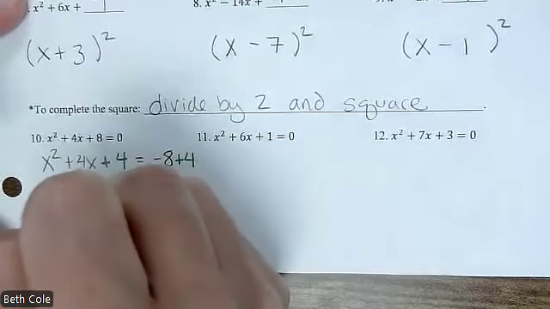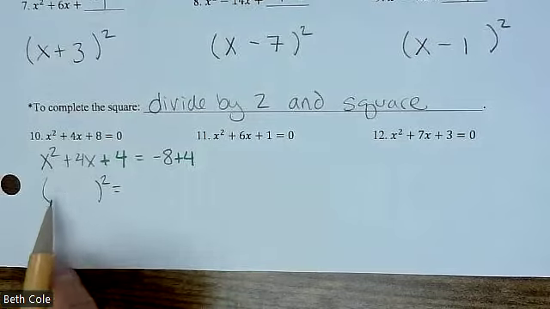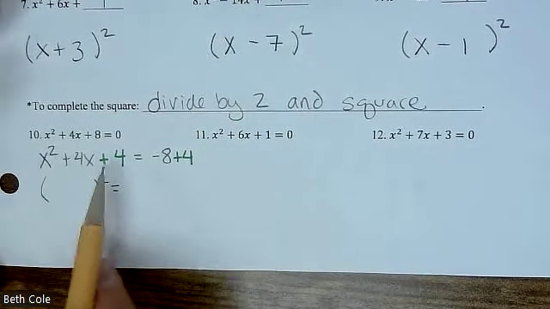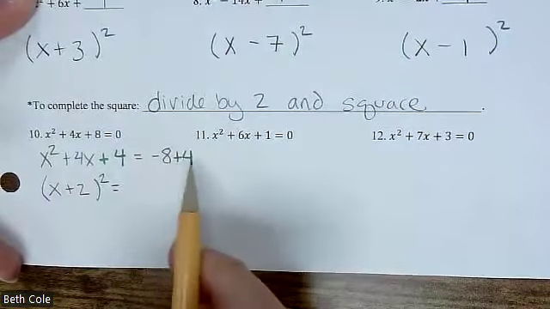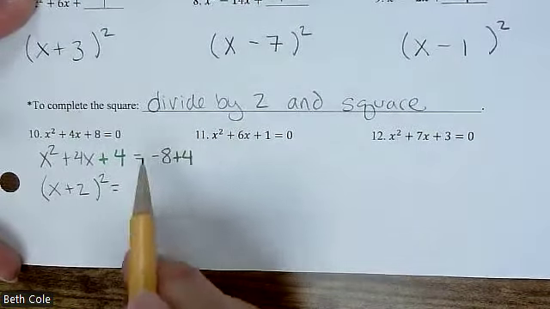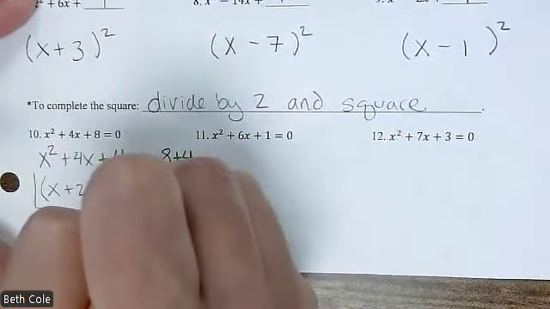Now the goal is you want to write it as something squared. That's the point. So what's going to go in the blank when we factor that? X plus 2. Nice. And then what's on the other side? You just have to kind of finish that up. -4. Good. And then that's your answer.